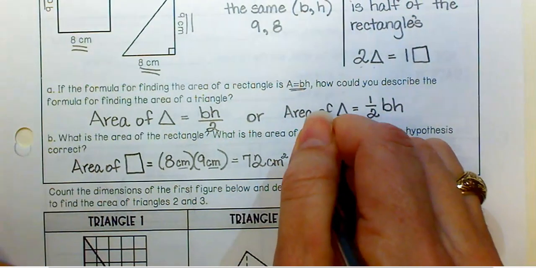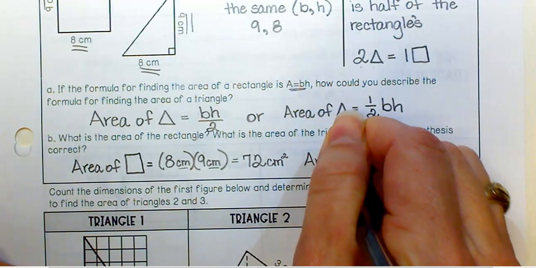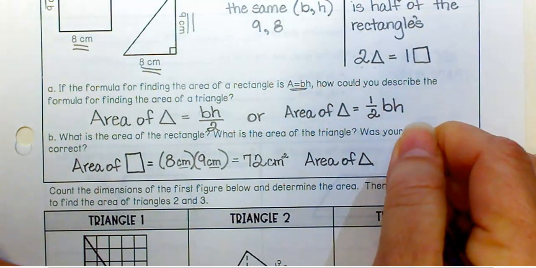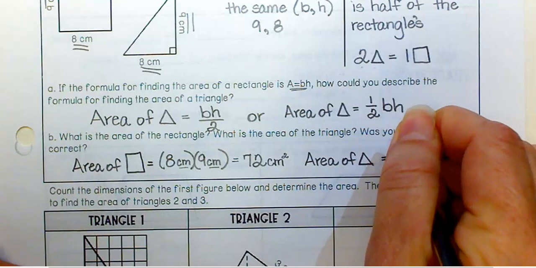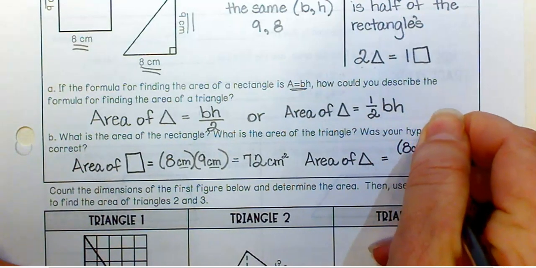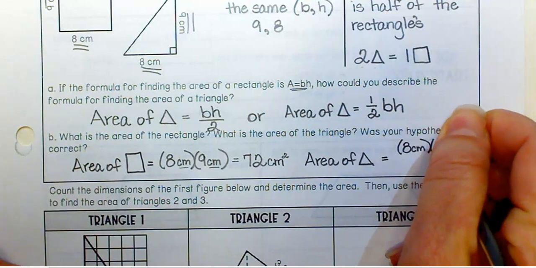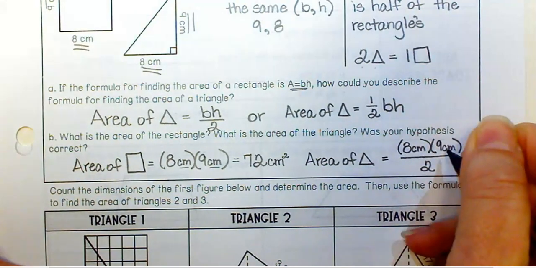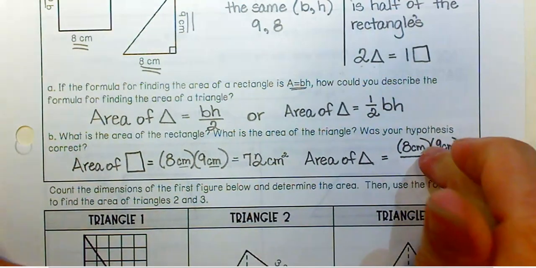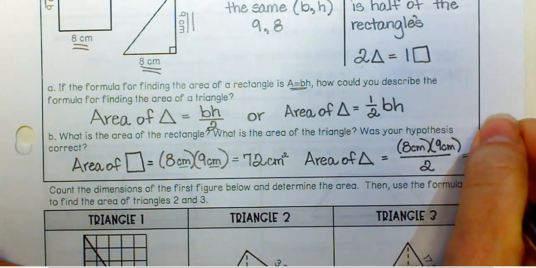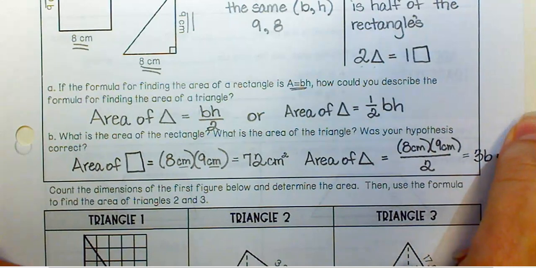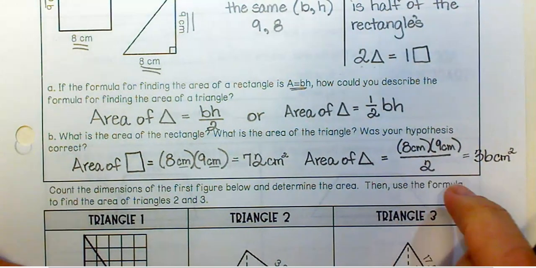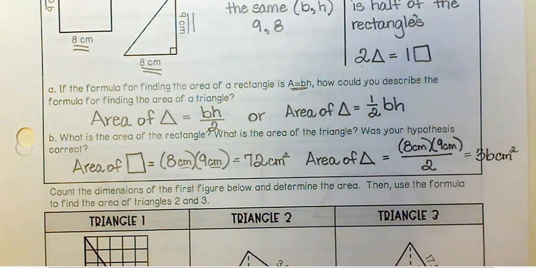Okay, area of the triangle is going to be base times height divided by 2. 8 times 9 is 72, which is what we got here. But now we have to say 72 divided by 2. 72 divided by 2 is 36. And it's still centimeters squared because I still multiplied centimeters times centimeters and then just divided by plain old 2.